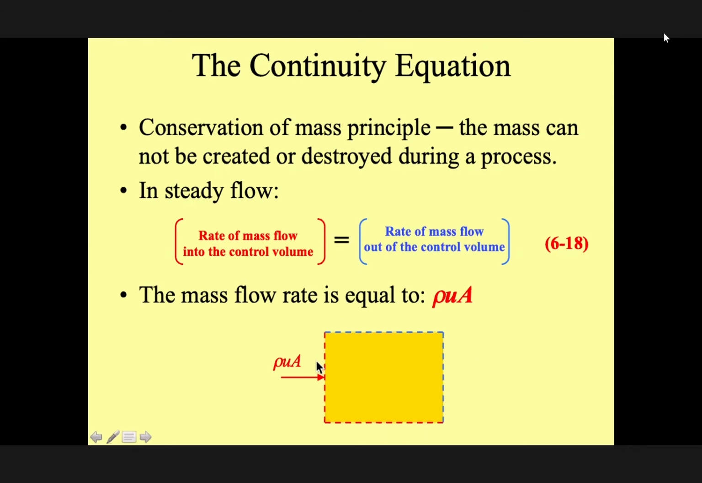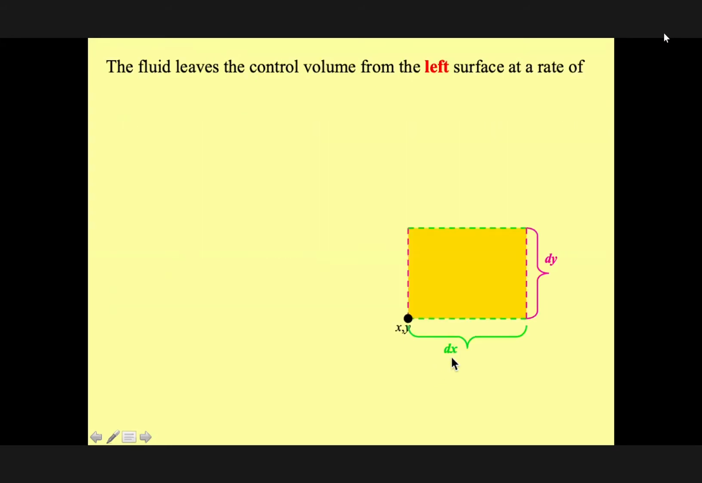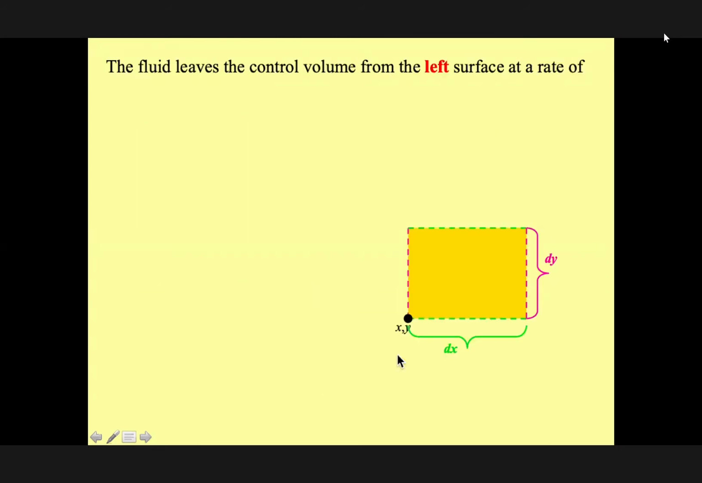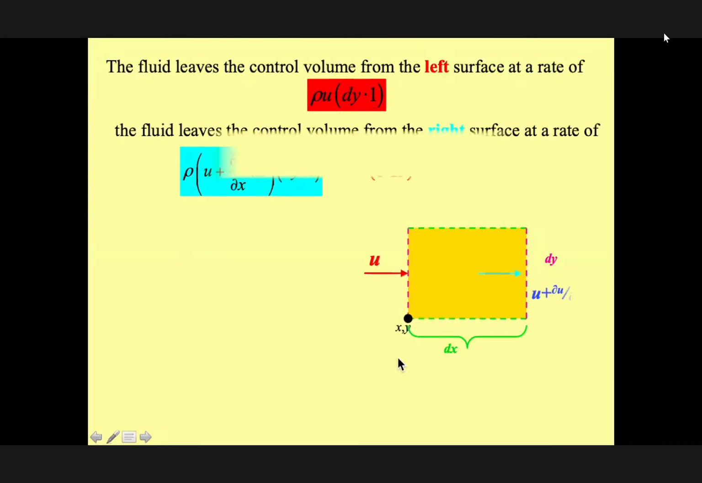We assume this is the area coming in this direction, and the velocity is u. Therefore, it comes in and leaves in this direction. In this direction, the velocity changes from u to u plus du. The mass coming in here is rho u a, and the mass leaving here is this times rho times a. The area remains constant in this direction.